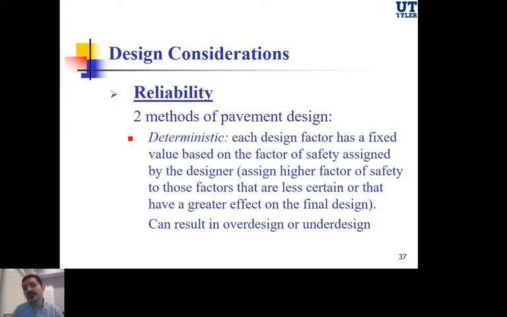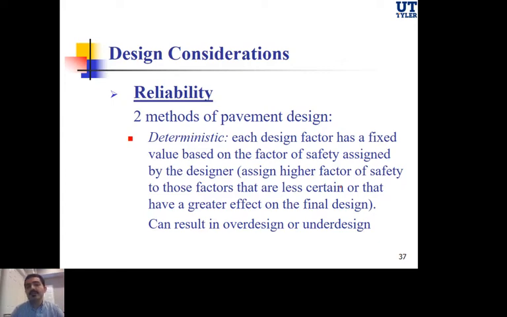But if you design it with a 50% reliability, this means there's a 50% chance that this design will last for 20 years. But there's also another 50% chance that it will not last for 20 years and it will have a premature failure. So that's why we need to talk about reliability and what level of reliability we need to pick. For flexible pavements, there are two methods when it comes to reliability determination.